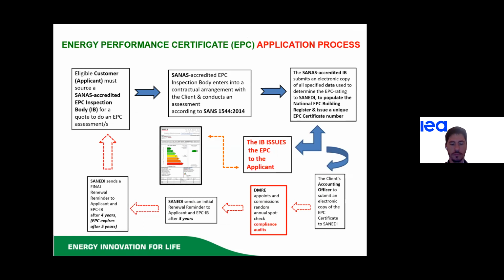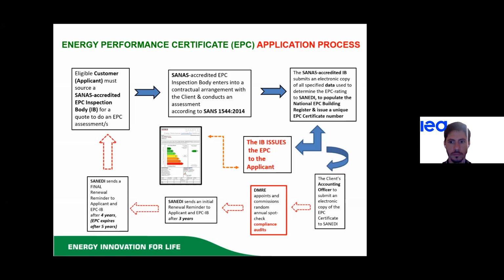The customer in the categories that are eligible has to make the application. He has to use an accredited or a professional body that has been accredited by the South African accreditation system. SANAS is the South African National Accreditation System, who goes through a process of accrediting certain bodies to be able to do this work, to ensure that they have technical competence, they have the necessary requirements, they have the necessary equipment to do this work that has been calibrated and so on.